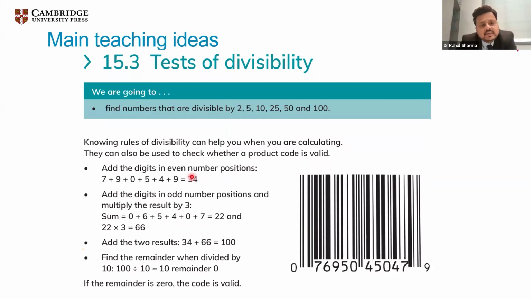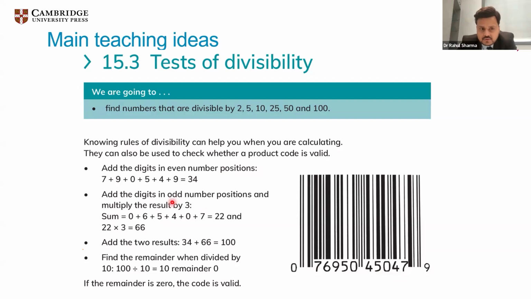You will add all the digits in the even number positions. That is 790. So 7 is second position, 9 is fourth position, sixth position, the eighth position, the 10th position, and the 12th position. So a barcode for a watch has 12 digits, as you can see here. Even numbers I have added, the even positions I have added.